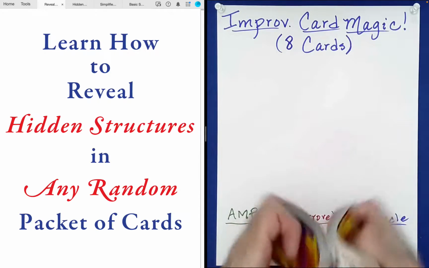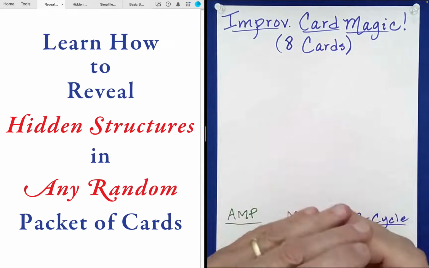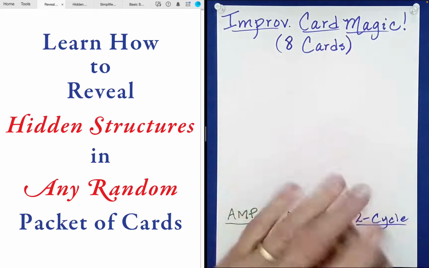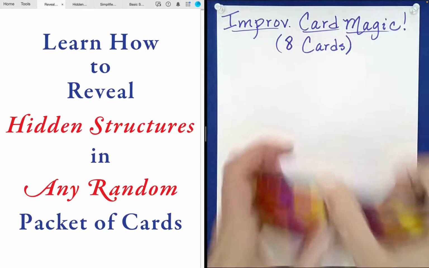riffle shuffles together. Now we're going to need 3 piles of 8 random cards. So we'll take cards from different parts of the deck. Why don't we give it just one more shuffle for good measure.